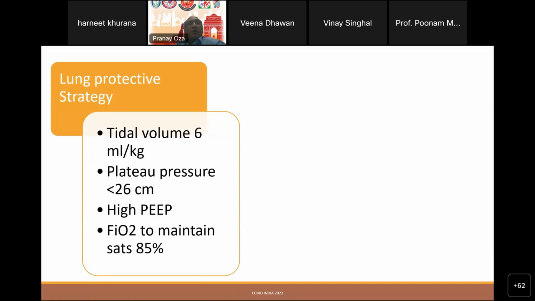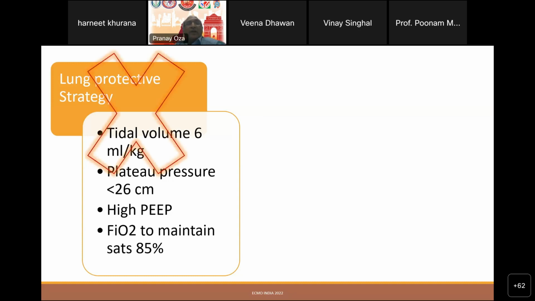So initially we talked about lung protective strategy, and we came out with tidal volume 6, and we thought that is the best strategy with the plateau pressure, and that was included in our ARDSNet protocols, with keeping the plateau pressure less than 26 and high PEEP and FiO2 to maintain saturation 85.